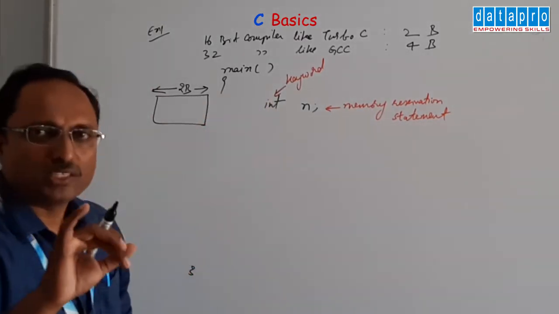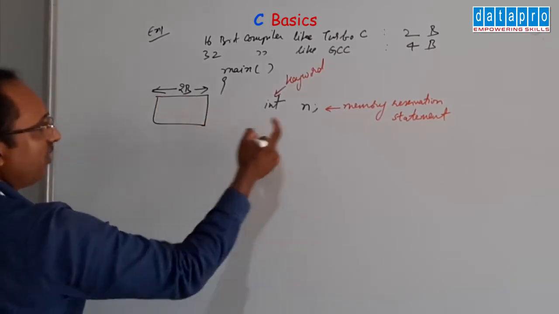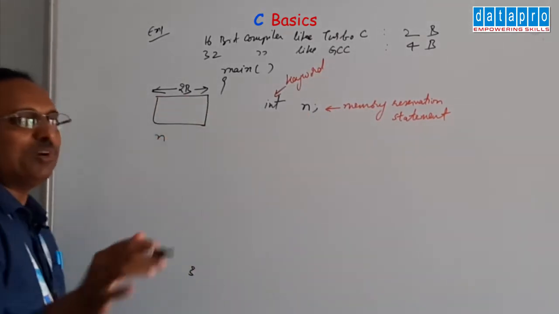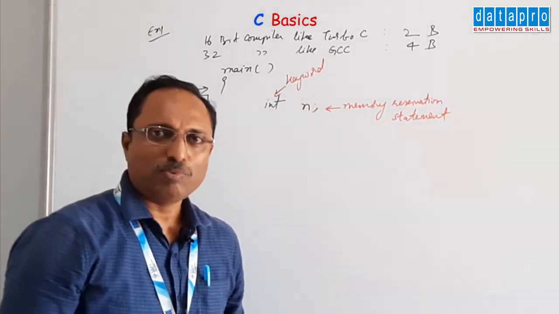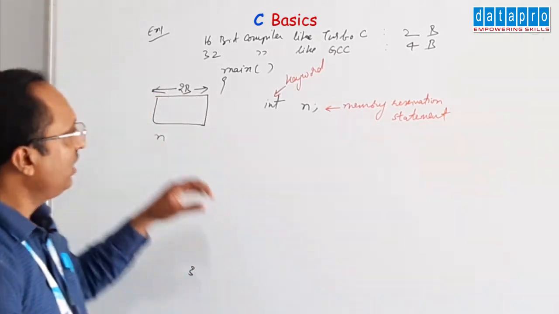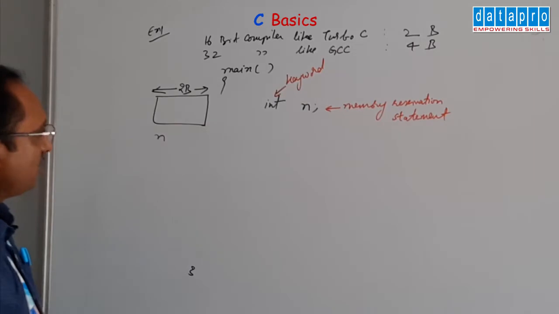Let me go with 2 bytes. So 2 bytes are reserved. This is the memory location. We are giving n as the name to the memory location. You are accessed with your name. Yes or no? People call you with your name. Similarly, we access memory locations with their names. We have to give names to the memory location.